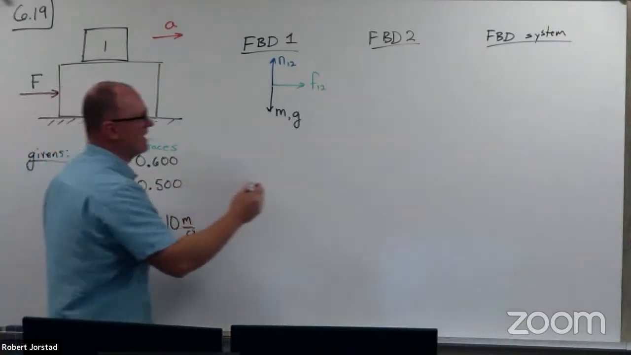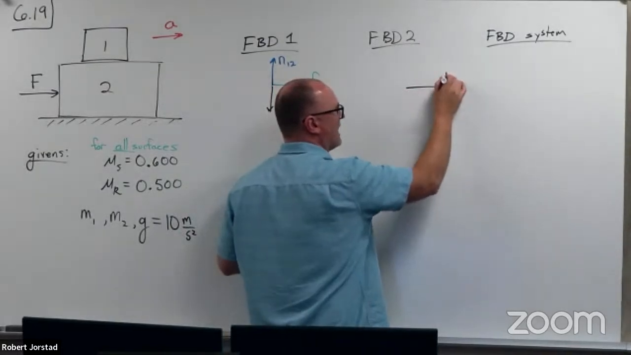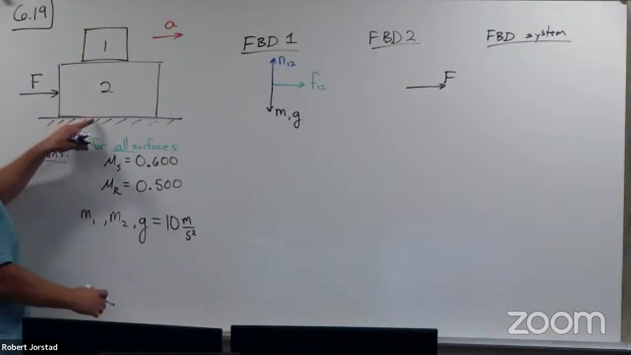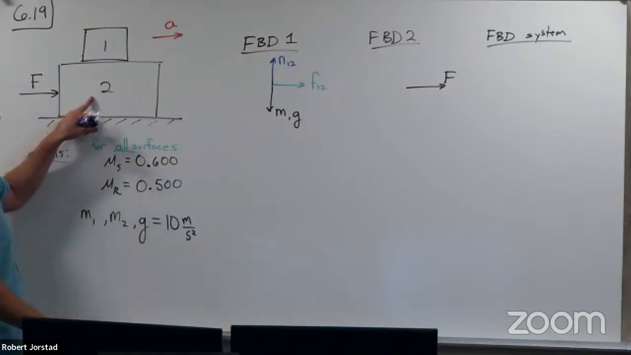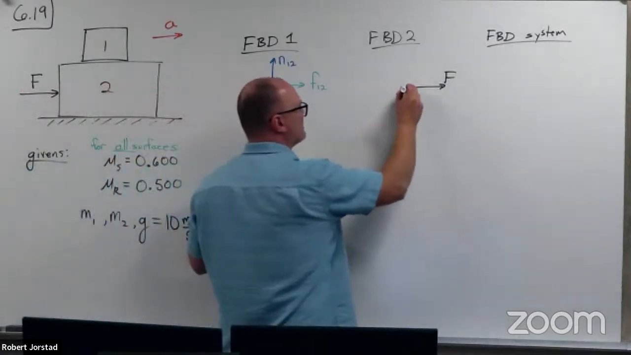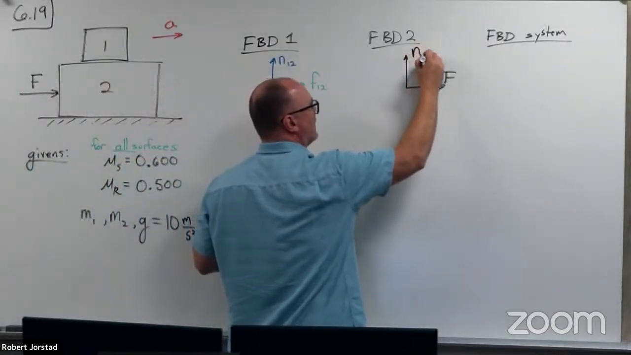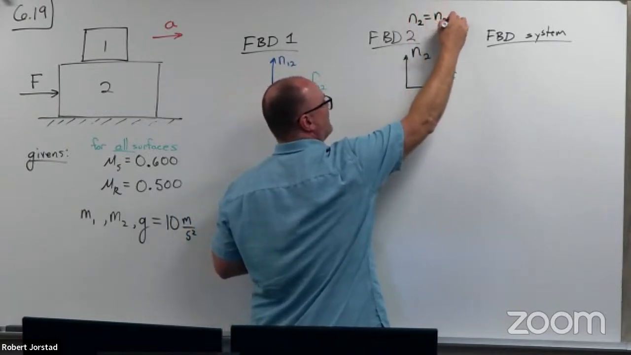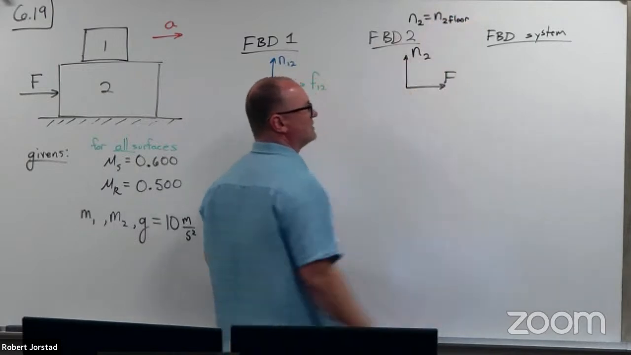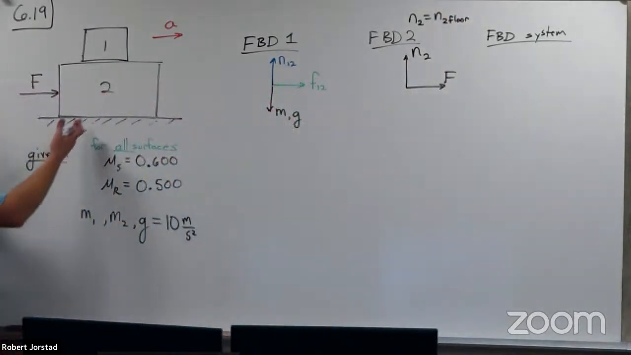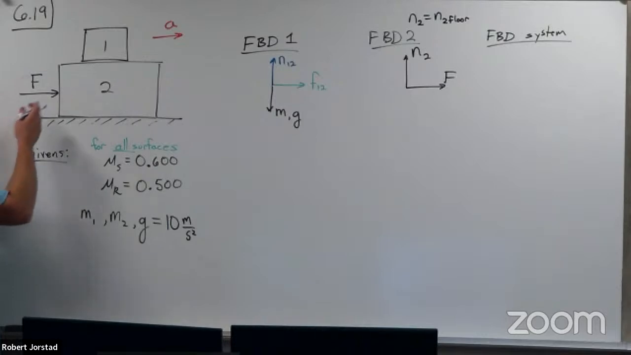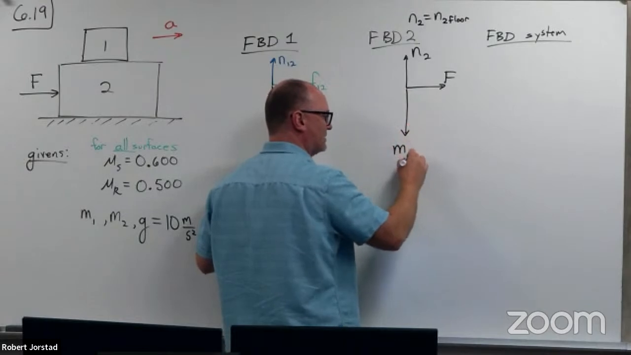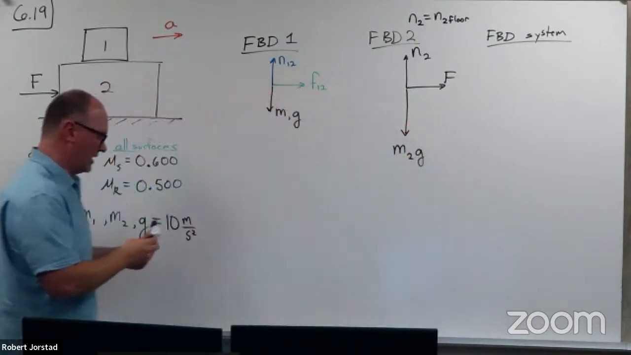Okay, in this case, I know that there's a force this way with magnitude F because some zombie's pushing on it. Got it. Well, I know that the floor must be supporting this, so I'm going to call that normal force 2, because it's from the floor. Remember, N2 is usually our shortcut for N2 floor, the normal force between 2 and the floor. Now, in this case, there's the weight. I'll call that M2G.